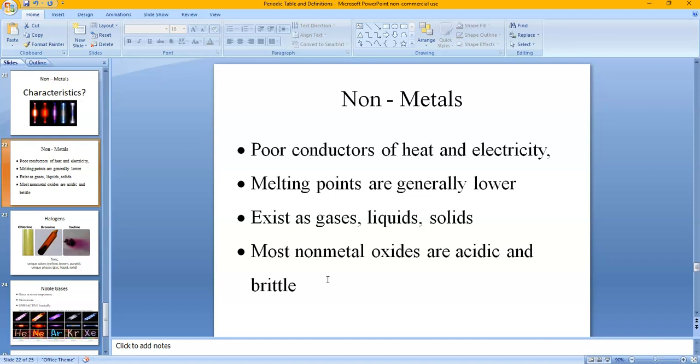So as you can see, metals and nonmetals are pretty much opposites of one another. If one is conductive, the other is not conductive. So as you're trying to remember all the different properties of the periodic table, if you know what metals are and what metals do, you also know what nonmetals do because it's the opposite.